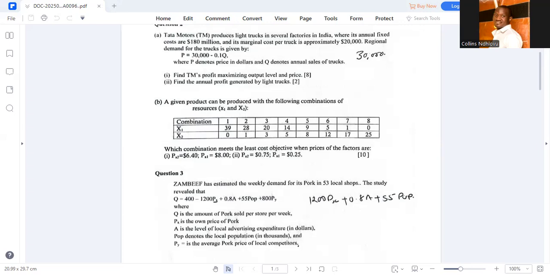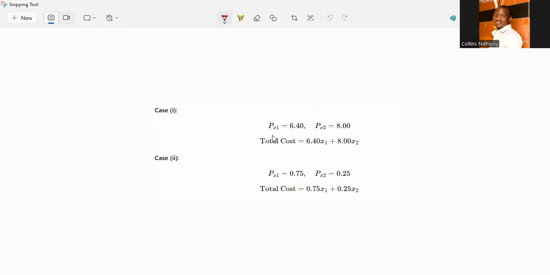I need you to follow me very closely. We're going to come up with objective functions that will help us understand the cost combination. We have two cases here, case 1 and case 2. For case 1, we make a cost combination, the total cost when we combine them. The total cost must have two components, for good 1 and good 2. So PX1 and PX2, so we have 6.40 X1 and 8.00 X2. This is the total cost in our first case.